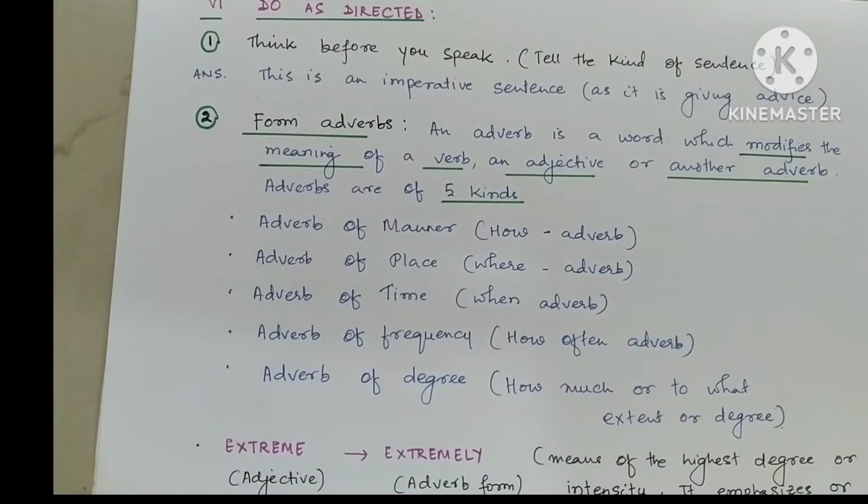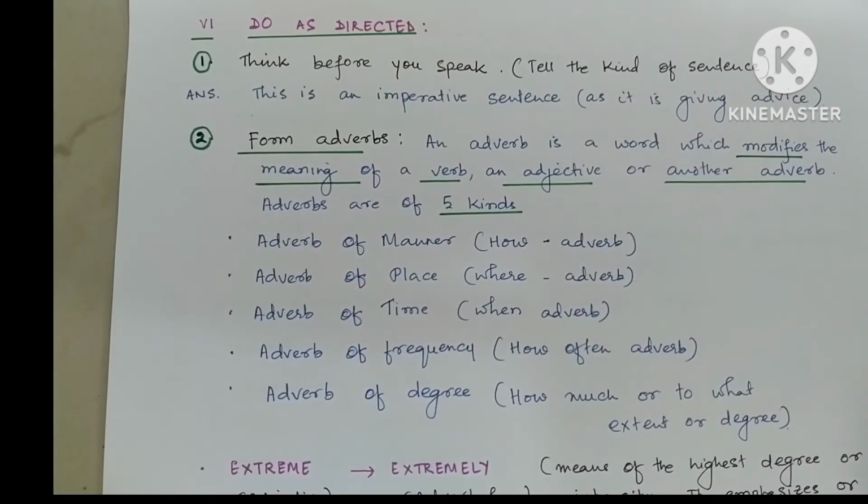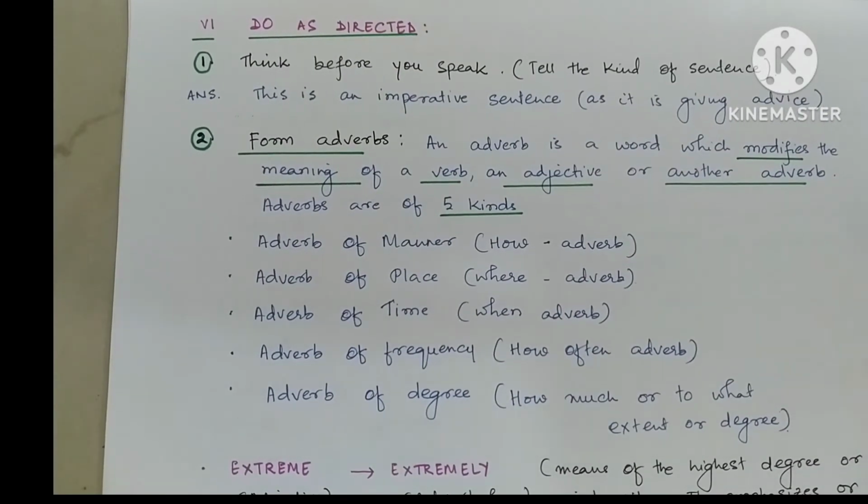Next, do as directed. Think before you speak. Now you have to tell the kind of sentence. This is an imperative sentence as it is giving you some advice that you should think before you speak. It is an advice. Number 2, form adverbs for the following.